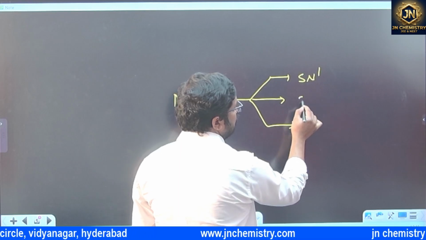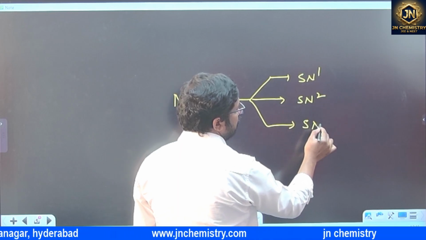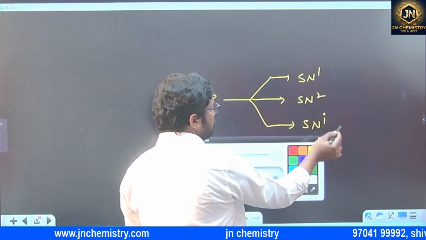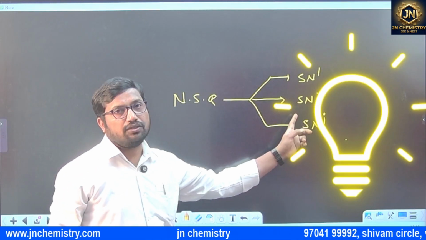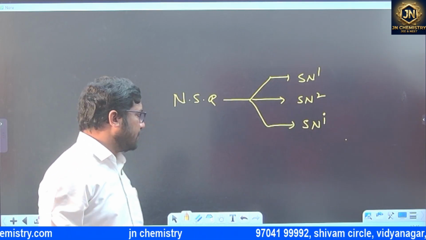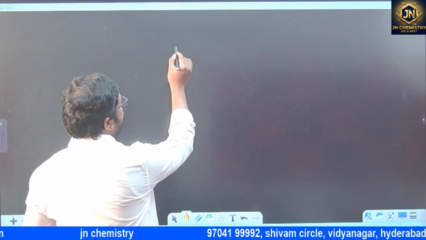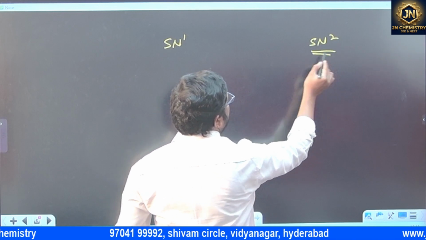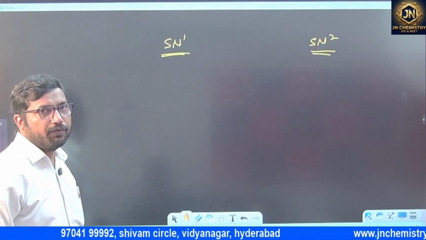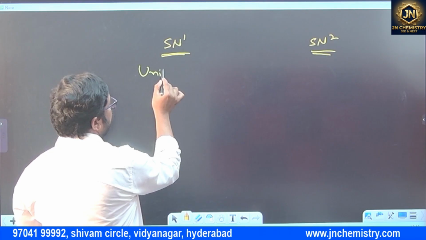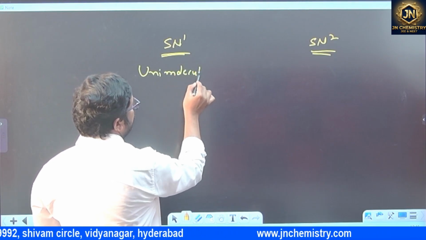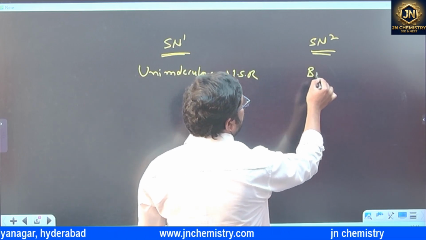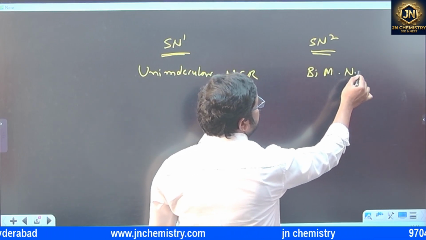SN1, SN2, SN3. So SN1 means what? Unimolecular. We'll discuss mainly SN1 and SN2, as they are important. SN1 means unimolecular nucleophilic substitution reaction. SN2 is bimolecular nucleophilic substitution.